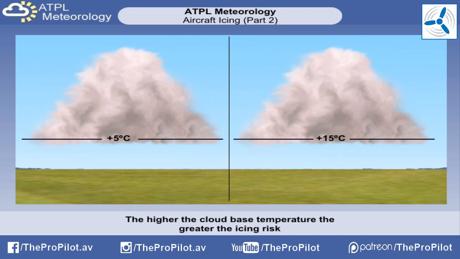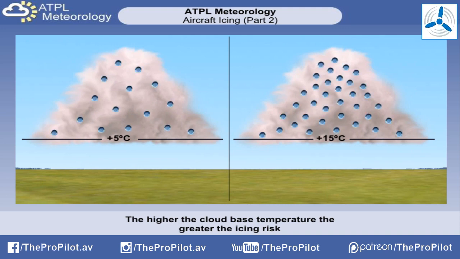Looking at the two examples of convective cloud, the diagram on the right has a higher base temperature than the cloud on the left. Because the air is warmer, there will be greater amounts of water vapour, and hence water droplets, present at the base of the cloud. Updrafts distribute these droplets evenly throughout the cloud. It is now plain to see that the cloud on the right has a greater proportion of supercooled water droplets than the cloud on the left.